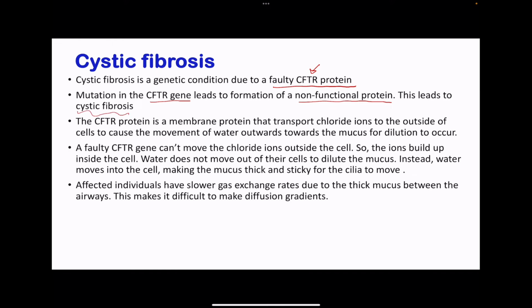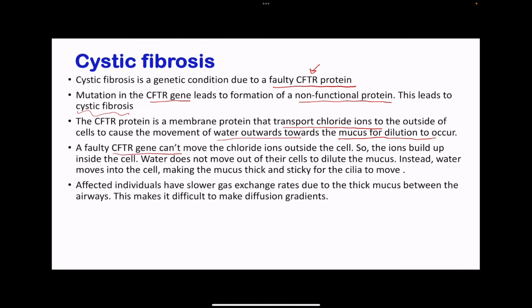Like I already said, the CFTR protein is a membrane protein that transports chloride ions to the outside of the cells. That causes the movement of water from the inside of the cell to the outside so that mucus can be diluted. If this mucus is diluted, then the cilia can move it easily.